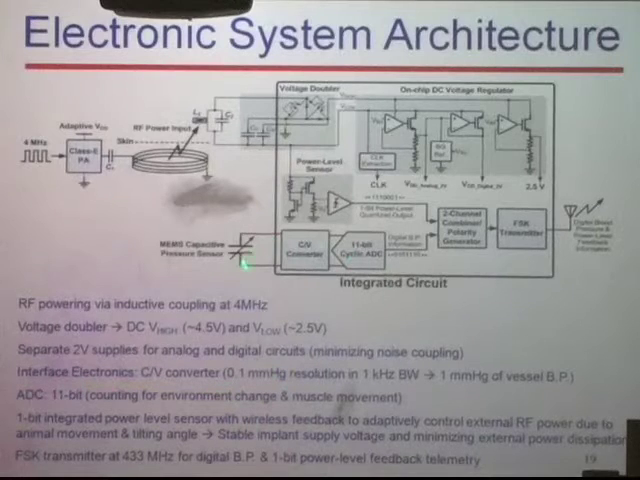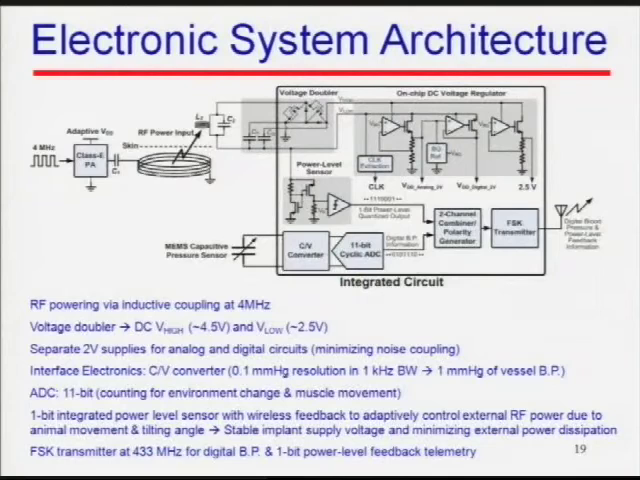And we have interface electronic circuits and the CV converter that converts the capacitance, because the MEMS capacitive pressure sensor can be modeled as a capacitor, to an analog voltage. And we use an 11-bit ADC to digitize this information. And we use a 1-bit integrated power sensor with wireless feedback to adaptively control the external power source, to make sure that when the animal moves around inside the cage with different positions and tilting angles, and the magnetic field coupling varies a lot, we get a stable power supply to power up this microsystem.